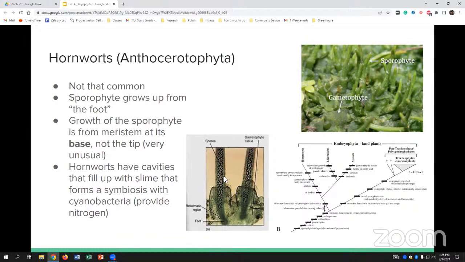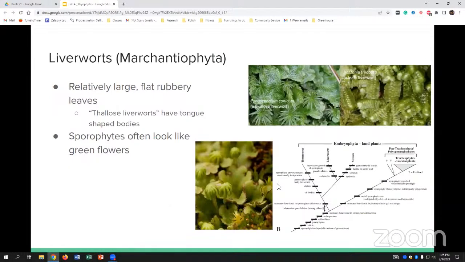A thing that's interesting about the hornworts is that when we were looking at our twigs, we saw that they grew from meristematic tissue at the tip and just grew longer from there. So hornworts are weird in that they do grow from the base, right? That's where their meristem is, which is not how it works in most other plants. Another fun fact about hornworts is that they have cavities that fill up with slime and cyanobacteria that give them nitrogen, which is gross and cool. Fun facts about hornworts.